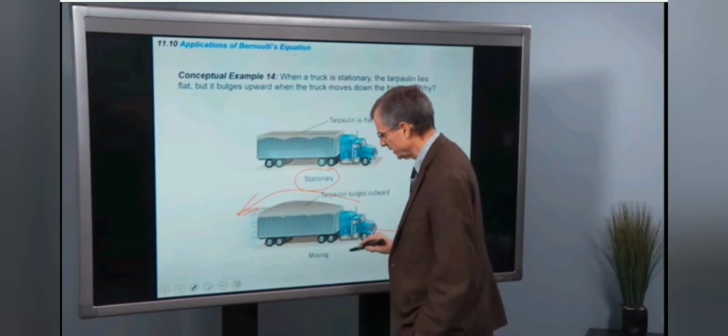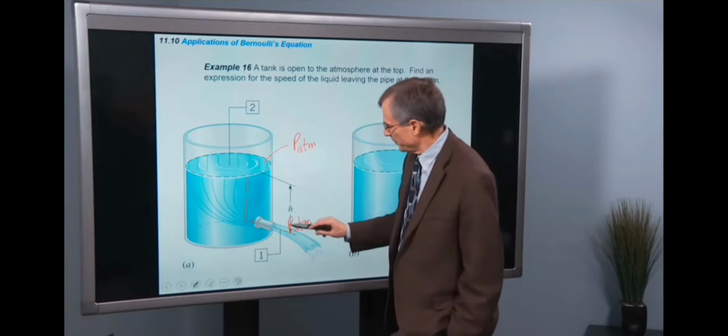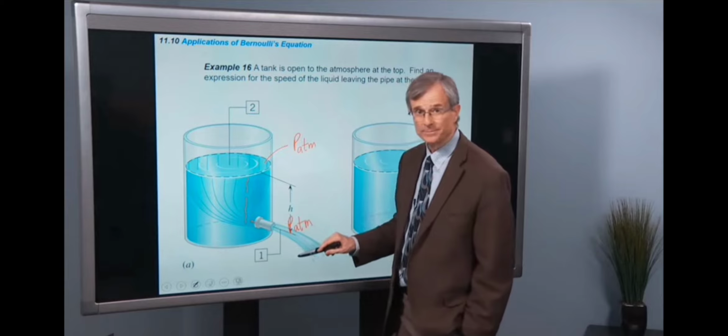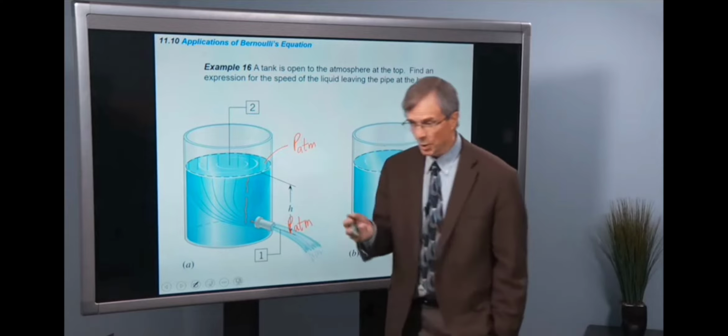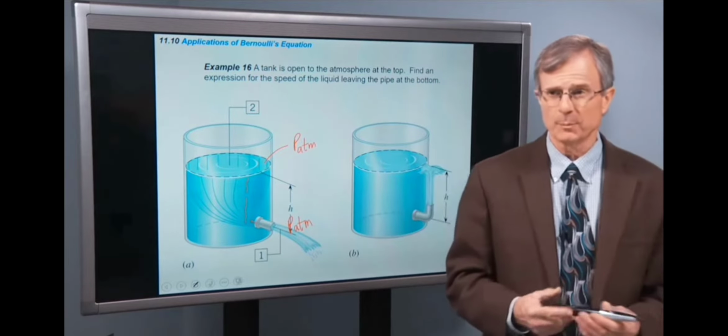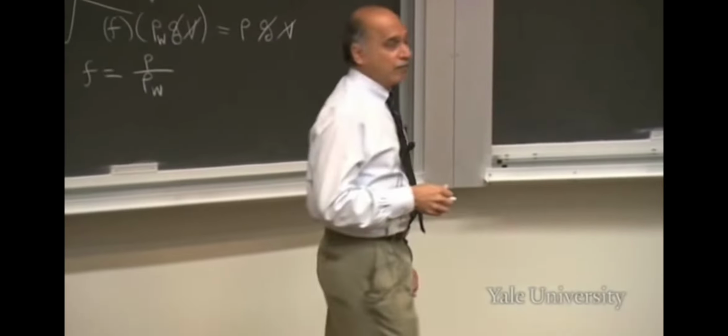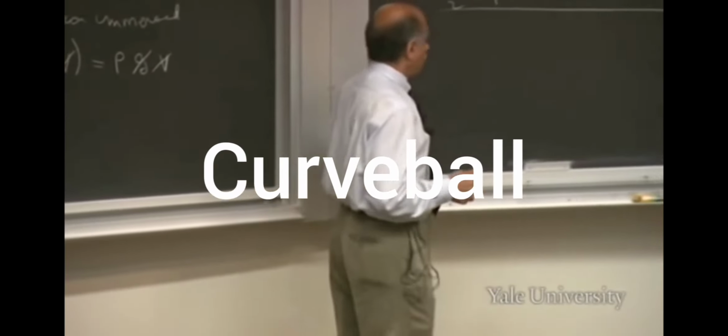But the most common fallacy is that one simply fails to recognize this. Because it's open to the atmosphere. And anything that's open to the atmosphere is at atmospheric pressure. Okay, so now we are going to learn how to use this Bernoulli.